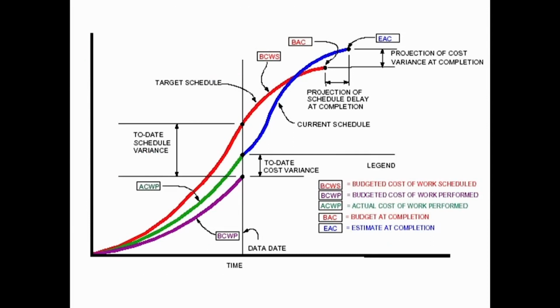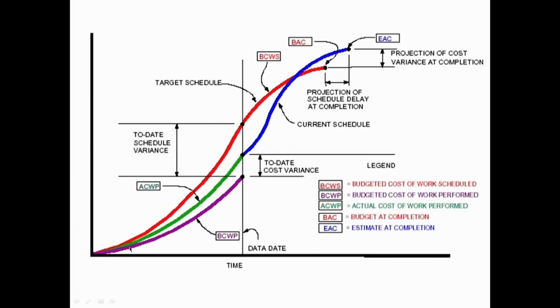Now here we have all of the terminology we have discussed in a more comprehensive graph. Here we have the green, which is the actual cost of work performed, and the red graph is the budgeted cost of work scheduled, which is as per plan. The green, the actual cost of work performed, is the money that we spent.